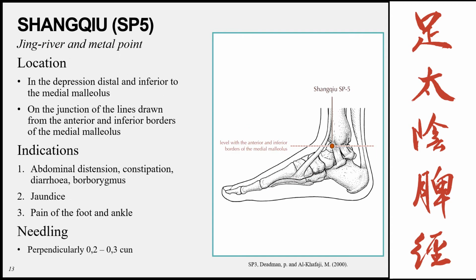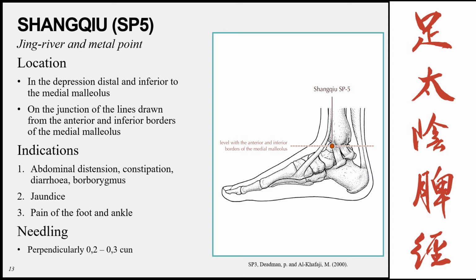The next point is Shangqiu, spleen 5. This is a Jing River and metal point of the meridian. It is located in the depression, distal and inferior to the medial malleolus, on the junction of the lines drawn from the anterior and inferior borders of the medial malleolus.